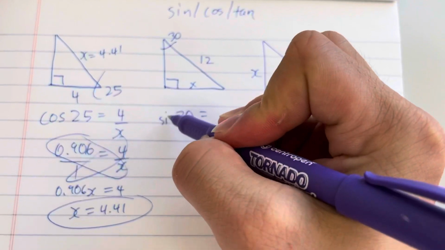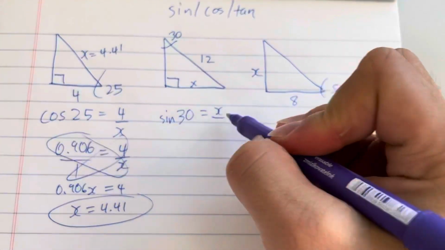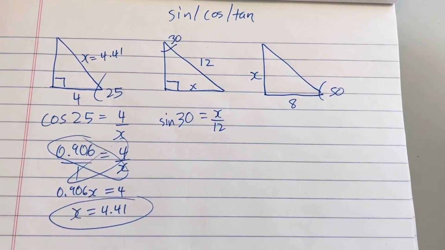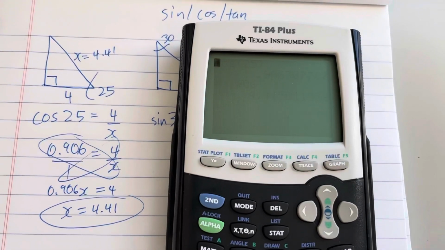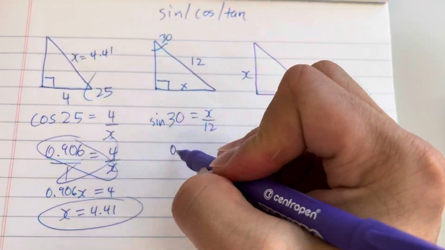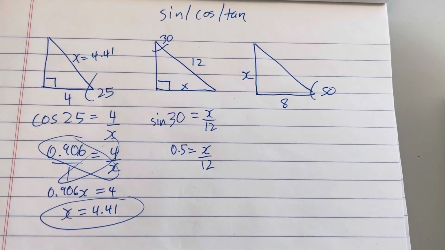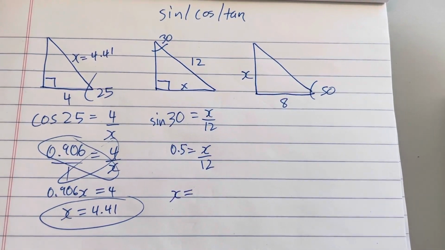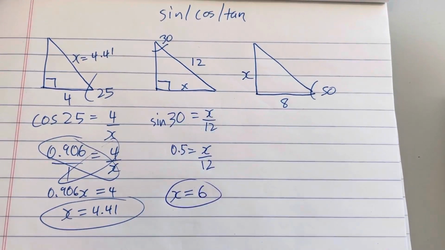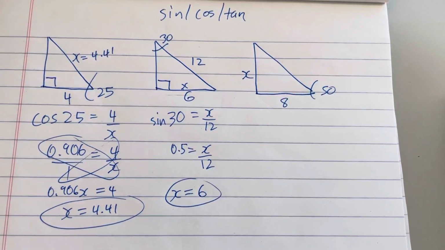So it's sine 30 is equal to opposite, which is the x value, over the hypotenuse, which is 12, okay? Take your calculator. I'm going to say sine 30. And in this case, it gives you 0.5. So 0.5 is equal to x over 12, okay? So we're going to cross multiply this. x is simply equal to 6 at this point, because 12 times 1/2 is 6. So this side length right here is 6, okay?